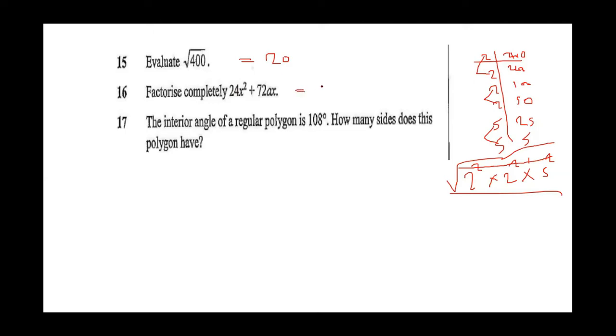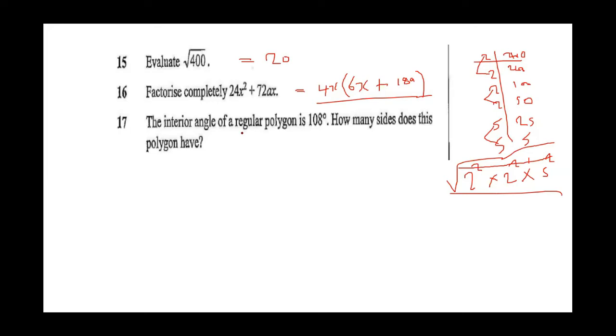So this one will simply be 4x, then open bracket, 6x plus 18a, like that. So this is your answer. What have I done? I knew that 4 can go into 24, and 4 can also go into 72. But here there is x, and here there is x. That's why I also put an x outside. This x outside and this x will give us the x squared, and the a is at the end there.